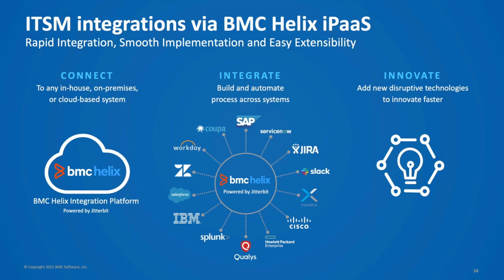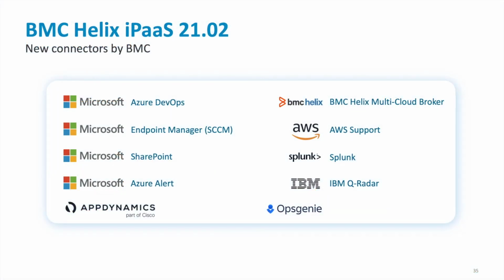And we continue to build out the connectors together with our partner here, the connectors to integrate with more IT solutions so that you have an extremely rich set of capabilities here. Some of the more recent additions here to the list of connectors for Bmc Helix iPaaS are listed on this slide here. A number of Microsoft solutions as endpoint here, but also connectors for IBM QRadar, Splunk, AWS support system, OpsGenie, AppDynamics.